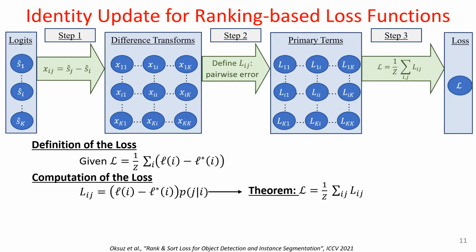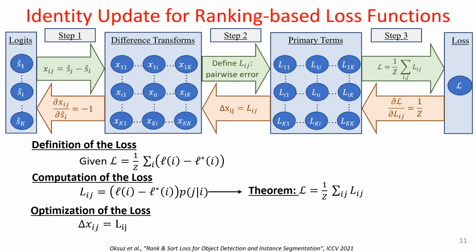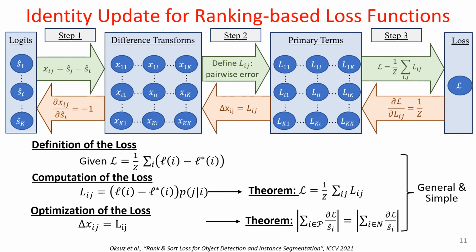As for the backward pass, the first and the last steps are differentiable, and it has been shown that the error value can be directly adopted as the update for the second step, and the resulting total gradient magnitudes are equal for positive and negative classes. Note that one only needs to define the loss function and determine a probability mass function, which makes the framework general and simple.